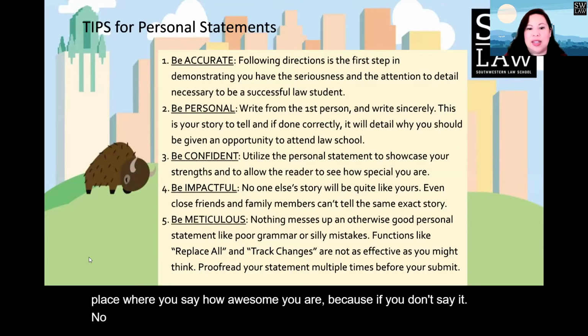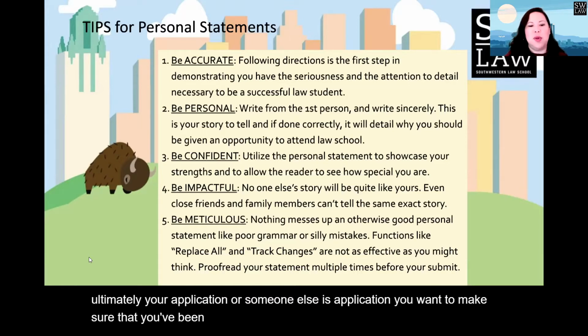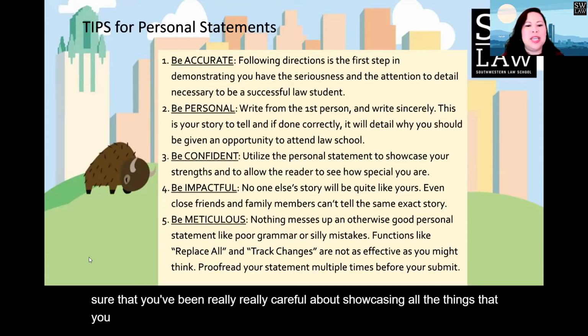And you really want to make sure that if it comes down to ultimately your application or someone else's application, you want to make sure that you've been really, really careful about showcasing all the things that you can bring to the table. Be impactful.